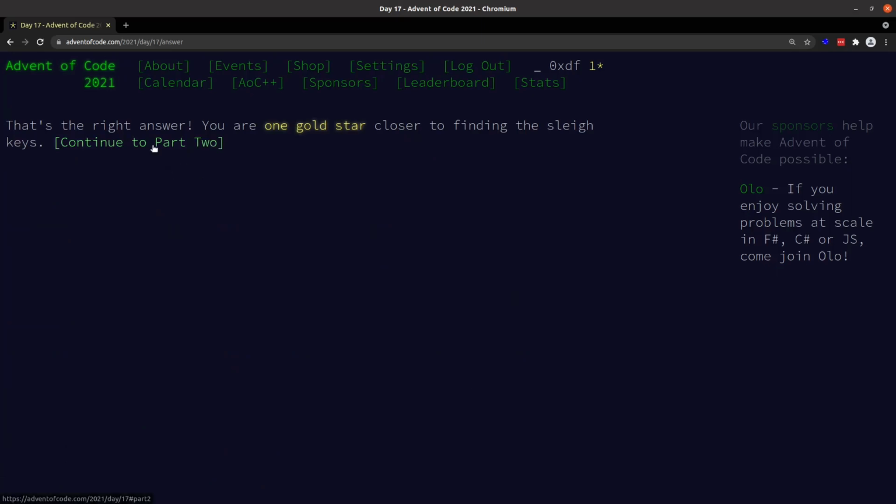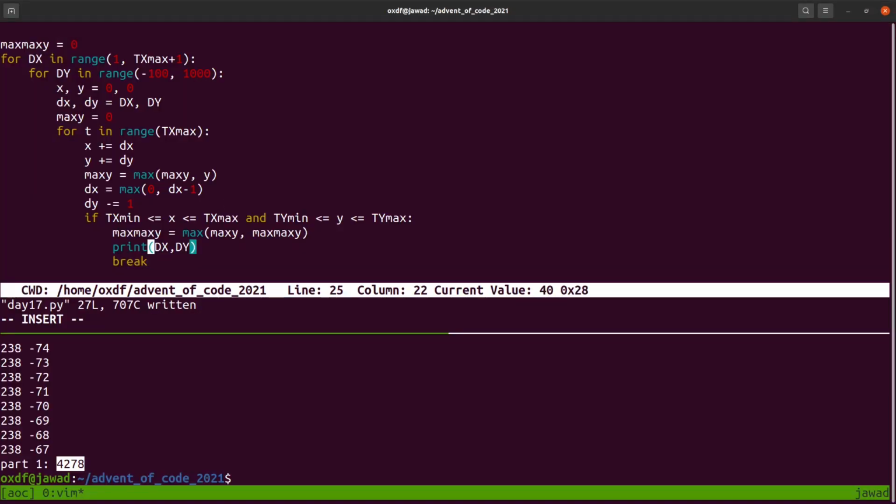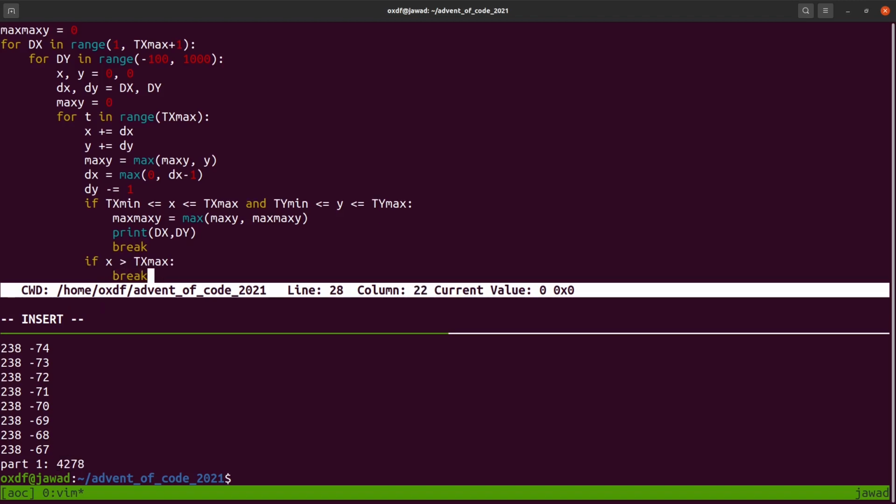Yes, it did. Okay. Before I go to part 2, I'm going to do a couple of checks here. Our x is always increasing or stopping. So we can know that if x goes beyond tx max, we can break. We're done with this experiment. Or let's see, if y goes below, so if y is less than py min, break as well, right? So if it's lower than the minimum, because y can never get, no, that's not right.